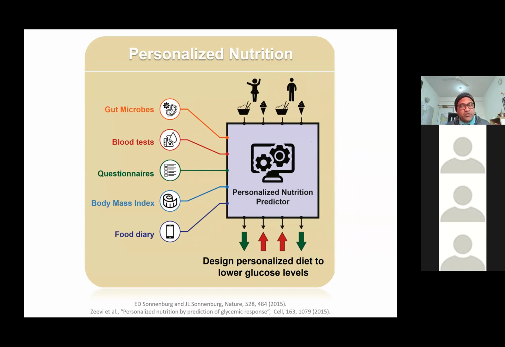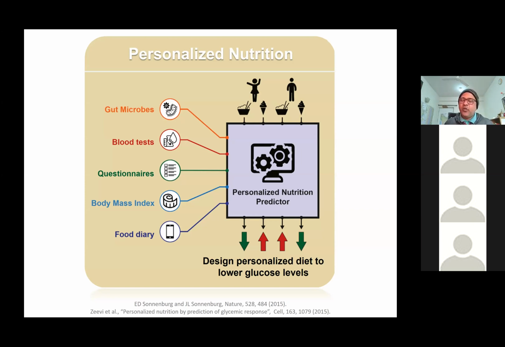And it is important for us to come up with specific personalized advisories, personalized nutrition advisories for individuals based on whatever they need to be eating, depending on their body type, gut microbiome, and other parameters that are associated with the postprandial glucose level. And they could build a machine learning algorithm, which is represented here as a personalized nutrition predictor.